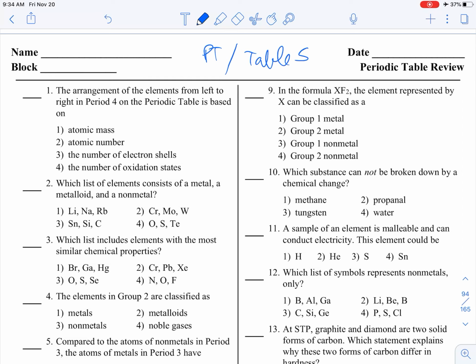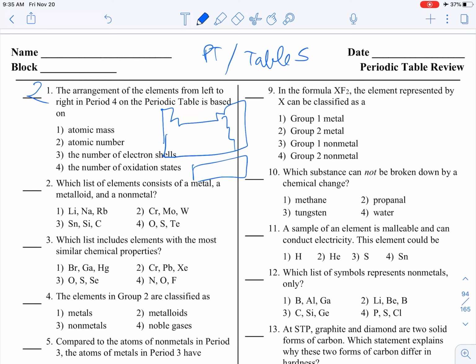The arrangement of elements from left to right on period 4 on the periodic table is based off atomic number. So that is how the whole periodic table is arranged. Which list of elements consists of a metal, a metalloid, and a nonmetal? So here's my terrible drawing again. Down here, so here's our zigzag.